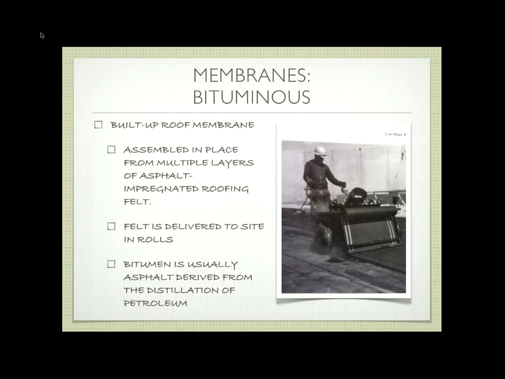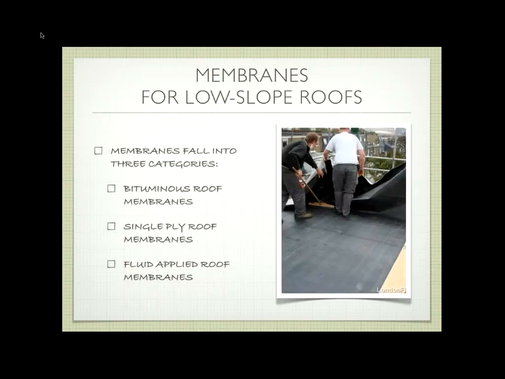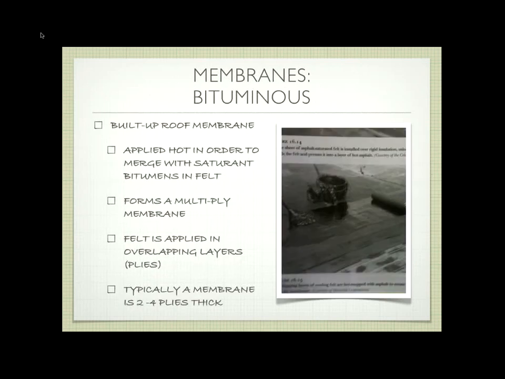Okay, which can be, jump back one second, one of these single ply roof membranes. So it can be one or the other. It's going to vary slightly. Okay? So it needs to be applied hot in order to merge the saturants in the fibers. So that felt has this asphalt already in it. And so when you heat it up, it starts to melt together, which is part of the advantage of it. It ends up forming a multi-ply membrane.